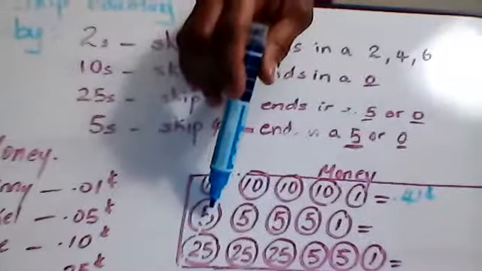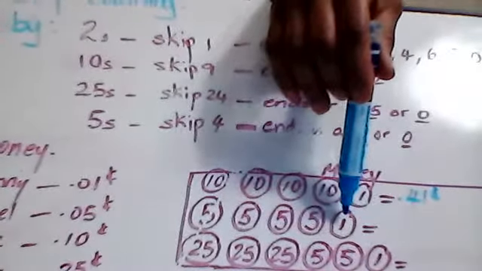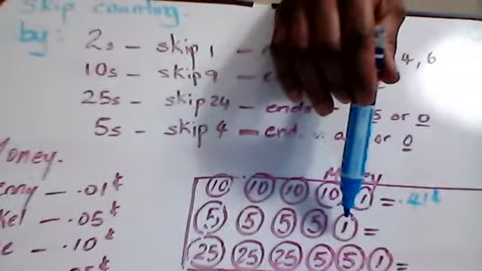So let's do that again. 5, 10, 15, 20. We're no longer counting by fives. Now we've jumped to counting by ones. So we have 20 and 1 makes 21. All right, so that's 21 cents.